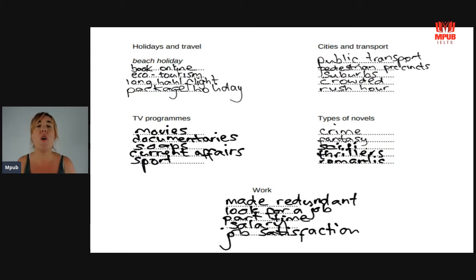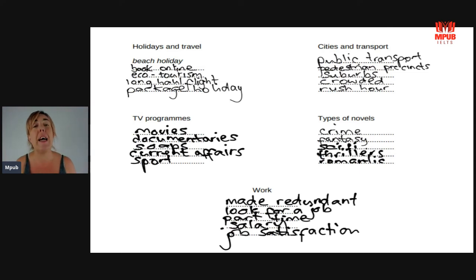Then we've got types of novels. Crime. When we have crime, it usually involves the police. The police need to use this, like Sherlock Holmes, to find the criminal. Then we've got fantasy. Fantasy is what you can imagine. It's not real. Something like Harry Potter, Avatar. Then we've got sci-fi, which is science fiction, which is not real. Something like Star Wars, Star Trek.